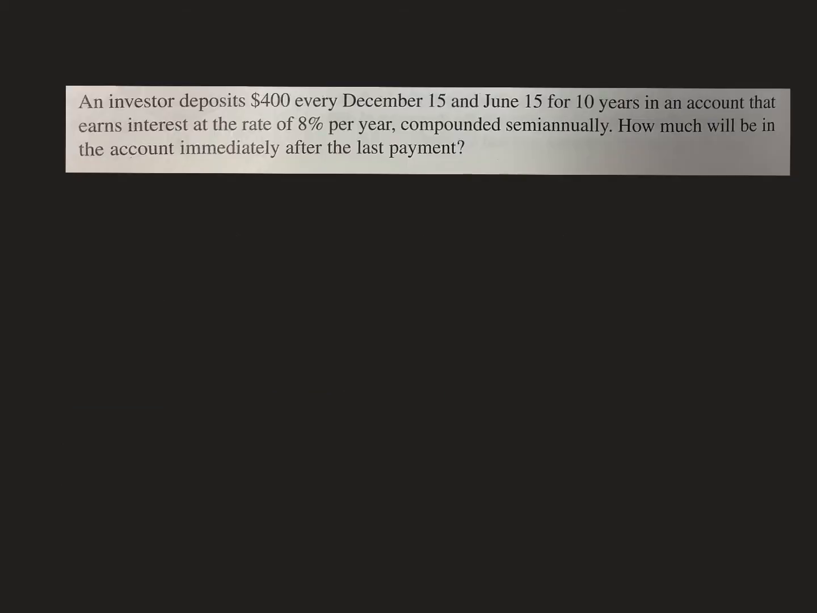It says an investor deposits $400 every December 15th and June 15th for 10 years. So two payments a year for 10 years, in an account that earns an interest rate of 8% per year, but compounded semi-annually. That's important. How much will the account be worth immediately after the last payment? So let's go back to that formula we just saw: R times the fraction, (1 plus i) to the n power minus 1, over i. That's going to tell us the value.